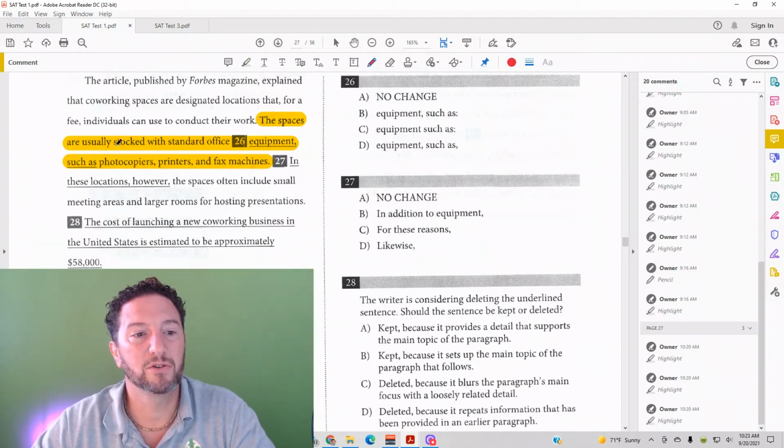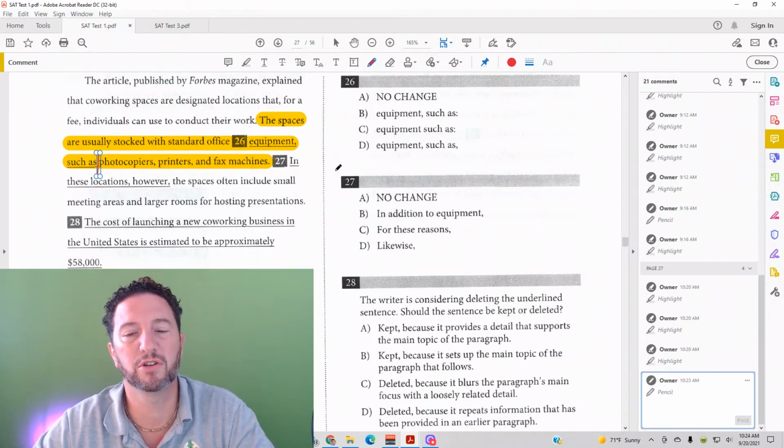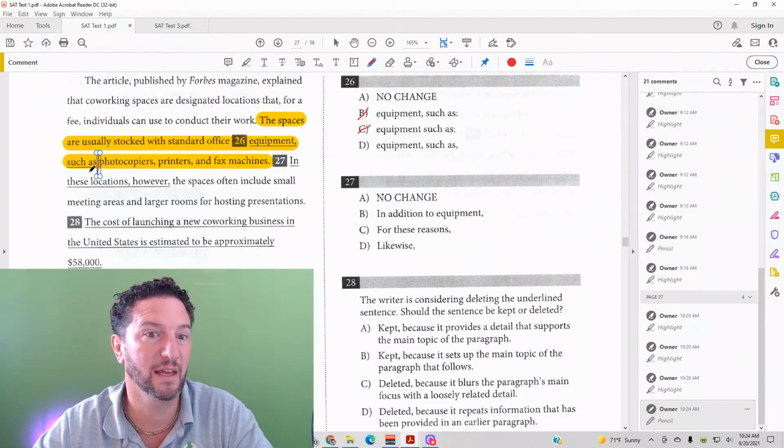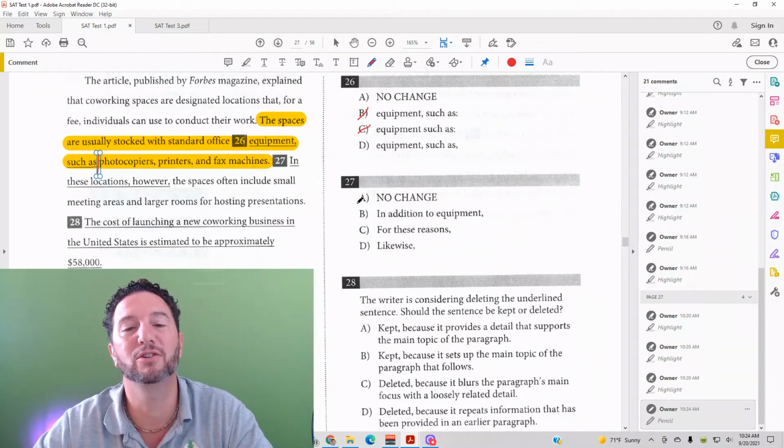The spaces are usually stocked with standard office equipment such as, and then you get photocopiers, printers, and fax machines, a short list. So everyone thinks it's got to be B or C. But if I read up to and including such as, it's not an independent clause. The spaces are usually stocked with standard office equipment such as, that cannot be its own sentence. So you cannot use the colon. B and C are gone. So what's your answer? It's actually A.